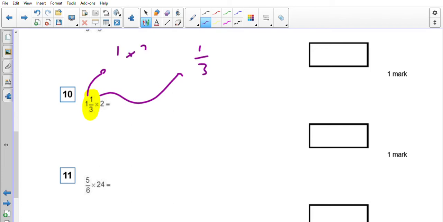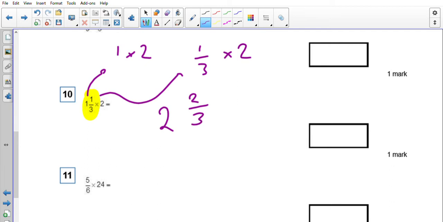I can do 1 times 2 and I can do 1/3 times 2, and then I can put them back together at the end. So 1 times 2 is just going to give me 2. 1/3 times 2 is going to give me 2/3. So my answer is going to be 2 and 2/3 here.